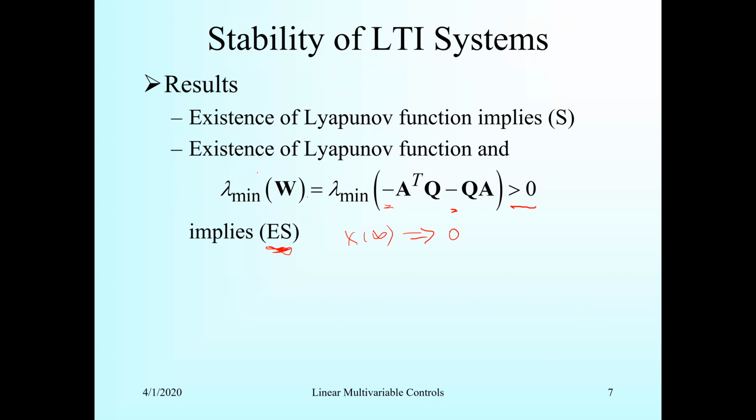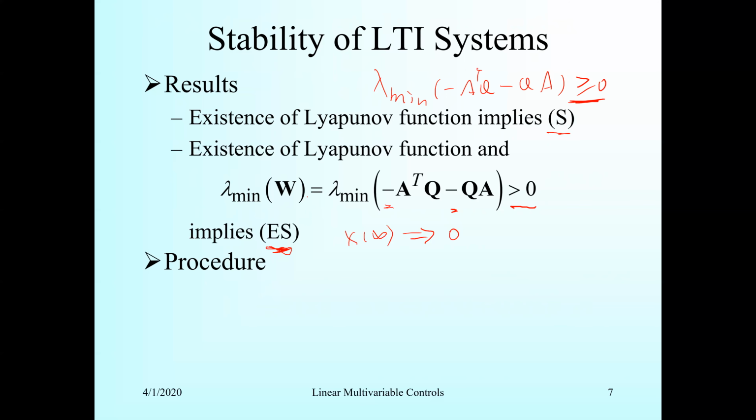But in this case here, we simply say lambda minimum minus AQ minus QA greater than or equal to 0. So that one, you can only draw the conclusion of stable in the sense of Lyapunov. If you have it without the equal sign, then we call this stability in the sense of Lyapunov.